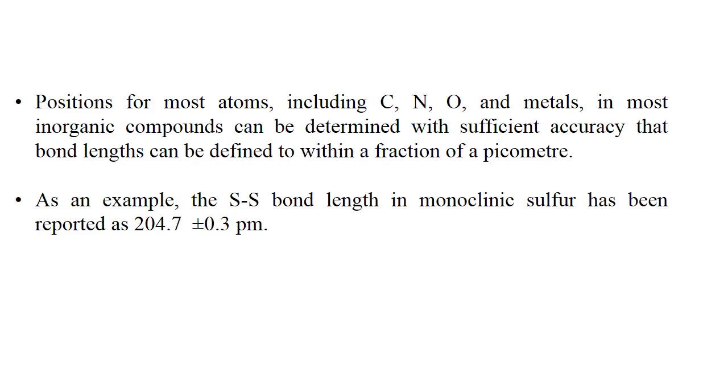This unit is convenient because bond lengths typically lie between 1 and 3 angstroms. The sulfur-sulfur bond length in monoclinic sulfur would be reported as 2.047 ± 0.003 angstroms.